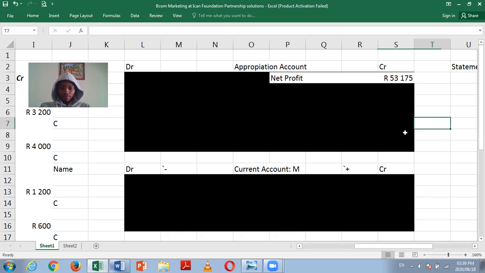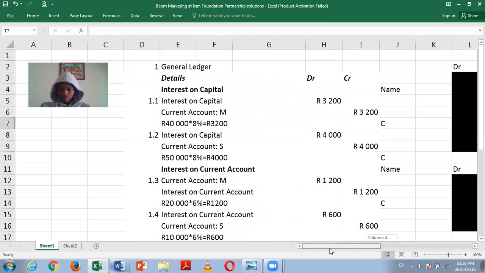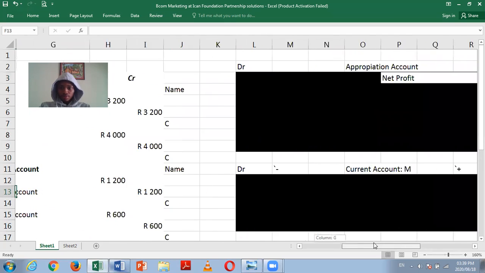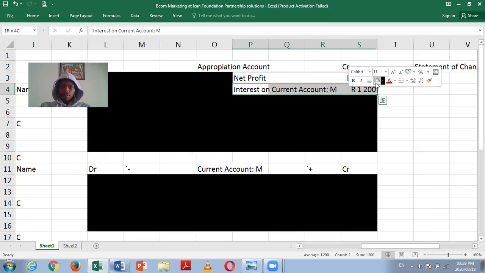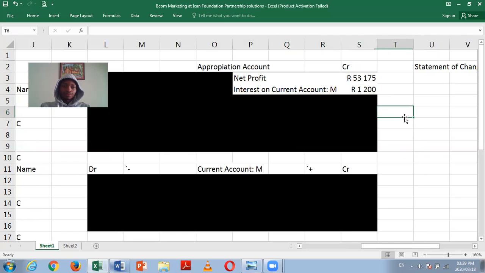Right? Okay. What other thing do we have that the partners received or earned? Remember, there was that debit balance of capital for M, right? The 1.2. So what happened to the interest on current account? It was credited. Why? Because it's an income, right? So remember I said whatever is an income, you're gonna put on the credit side. So it means we should recognize interest on current account for 1.2.